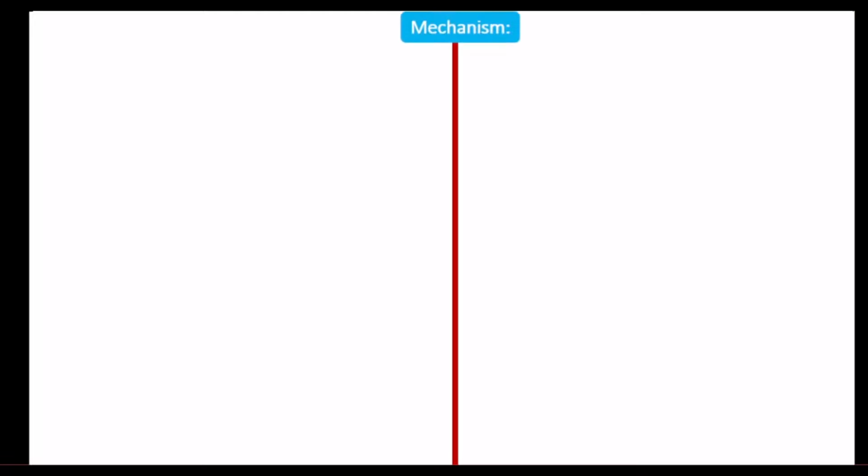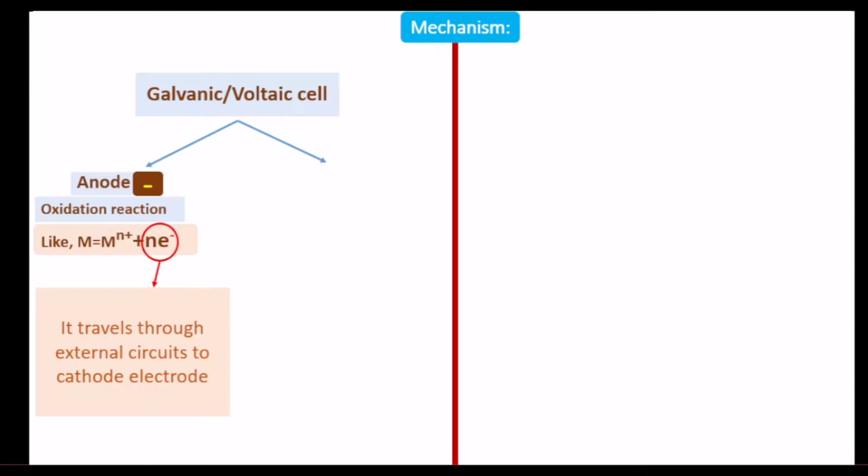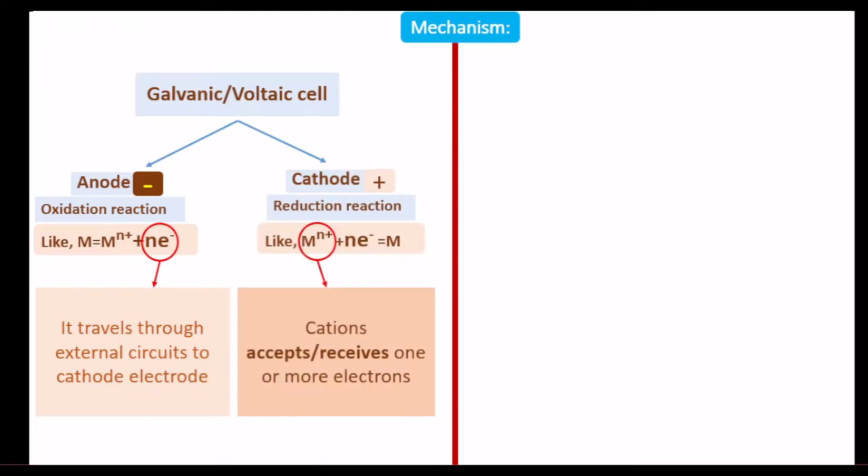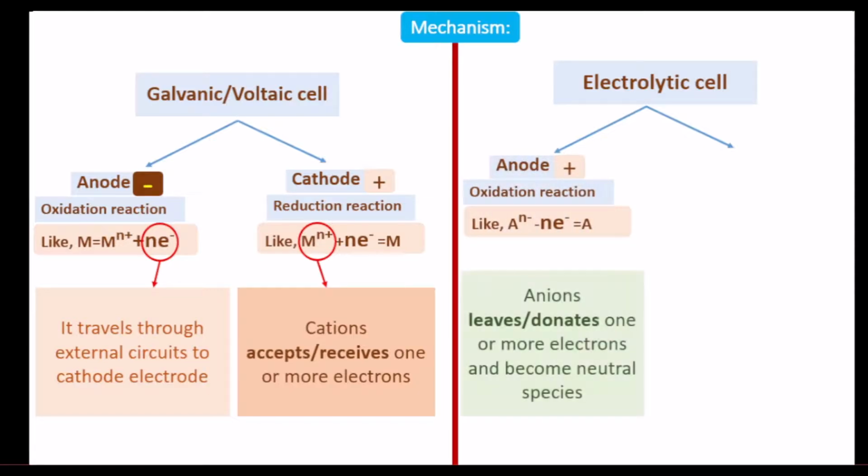And if we summarize the mechanism, the galvanic voltaic cell contains a negative anode where oxidation occurs, with a reaction like this. The electrons travel through the external circuit to the cathode, which is positively charged, where the reduction reaction occurs and the cation accepts the electron and becomes the neutral species. On the other hand, the electrolytic cell contains an anode with a positive pole, where oxidation occurs, and the anion leaves one or more electrons and becomes the neutral species. And the cathode is negatively charged because it is connected with the negative pole of the DC power supply, and the reaction occurring here is that the cation accepts the electron and becomes the neutral species.